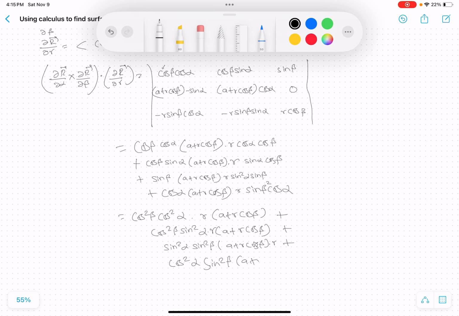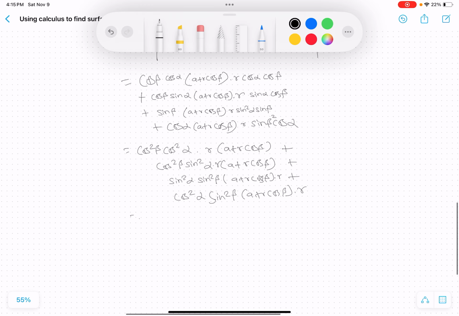If we evaluate this, if we take this cos square beta r, all these things common, there will be cos square alpha plus sine square alpha, which will add up to 1, right? So this will be cos square beta r times a plus r cos beta plus, now if we take sine square beta common, there will be sine square alpha plus cos square alpha, which will add up to 1. So sine square beta times r times a plus r cos beta.